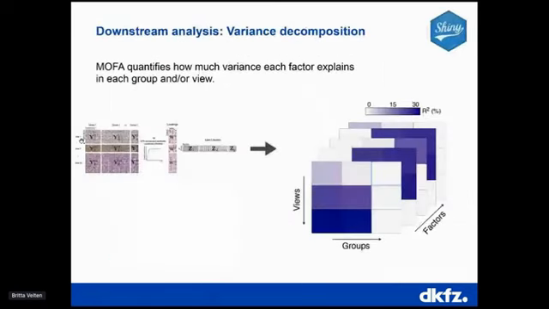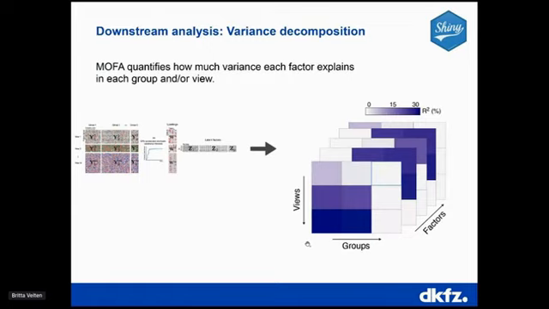Once a model is trained, we of course want to understand what these factors are actually about. For this, we have a range of different downstream analysis functions implemented in the package, which are also available in the Shiny app, where people can just upload their trained model and then explore the results in an interactive manner. First of all, what we typically do is to see which of the factors explains variance in which of the views and which of the groups.